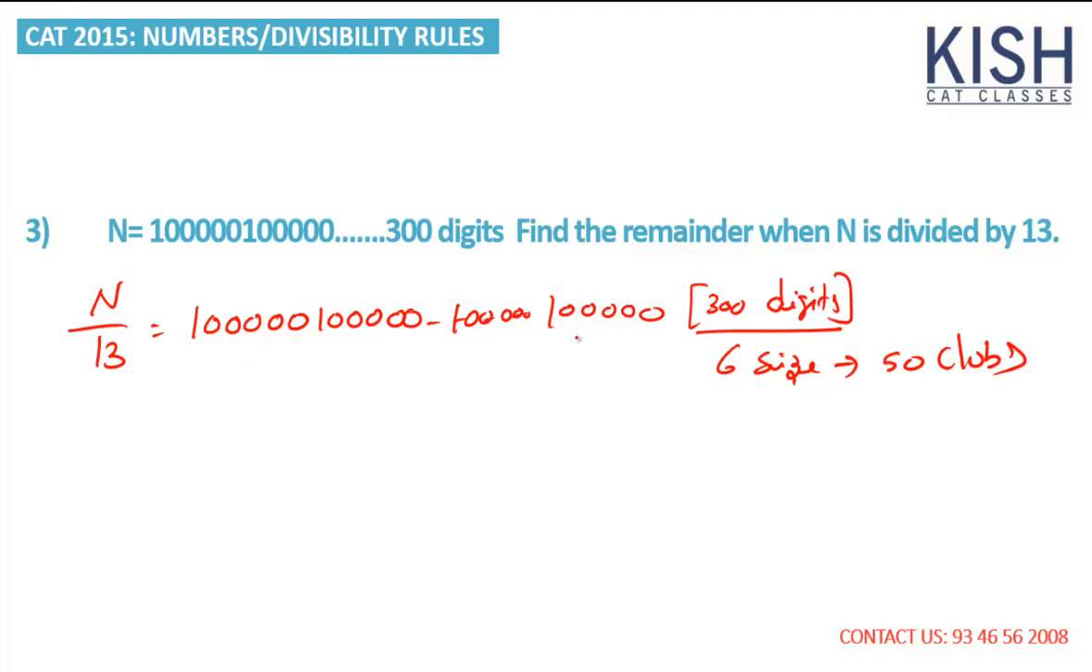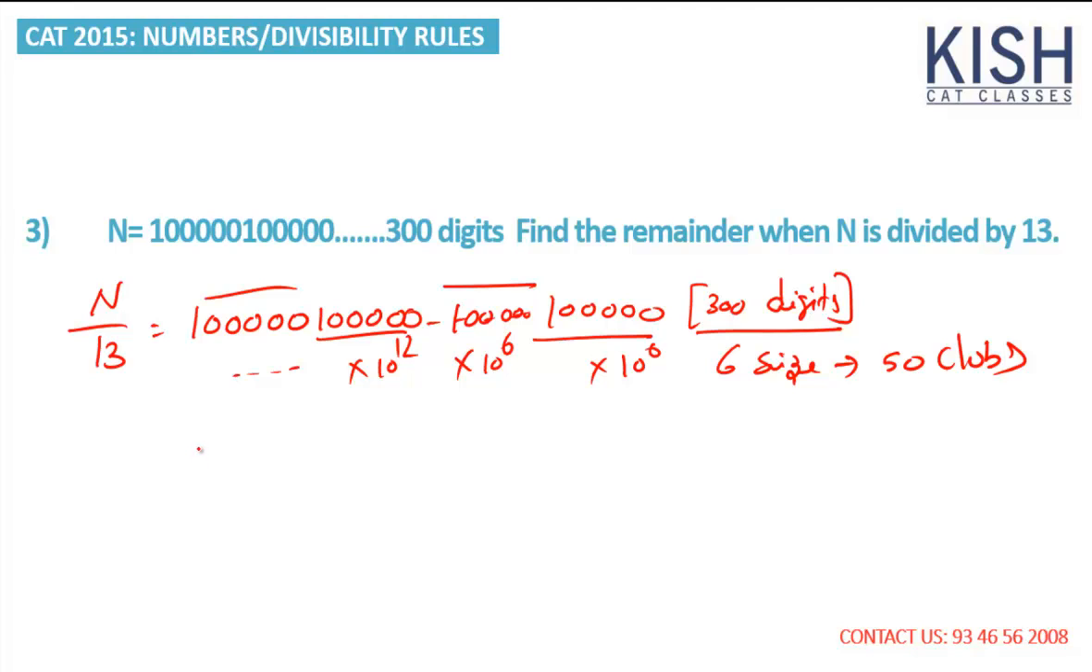So club size is now 6 here. We just need to add everything because the first club is multiplied by 10 power 0. The next club is multiplied by 10 power 6. The other one is multiplied by 10 power 12 and so on like this. So 10 power 0 by 13 remainder is 1. 10 power 6 by 13 remainder is 1. 10 power 12 by 13 remainder is 1.